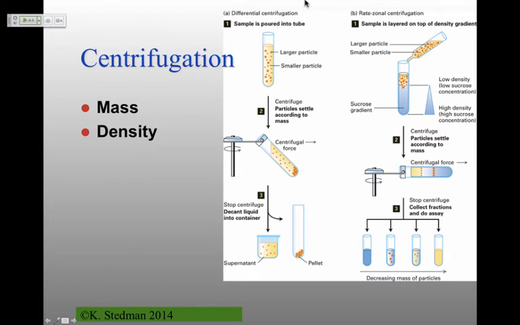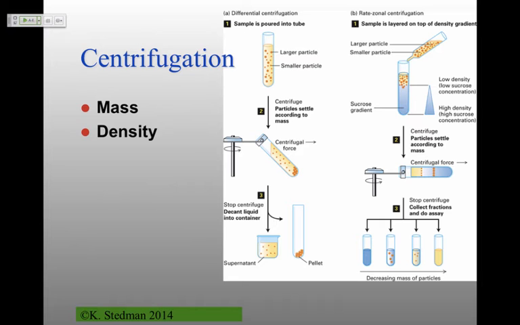Differential centrifugation is almost always going to be the first step that you use in any kind of protein purification. It's just to separate the junk from what you're looking for, and usually it's these smaller proteins that you're interested in which are going to be soluble. They're going to be in the supernatant.